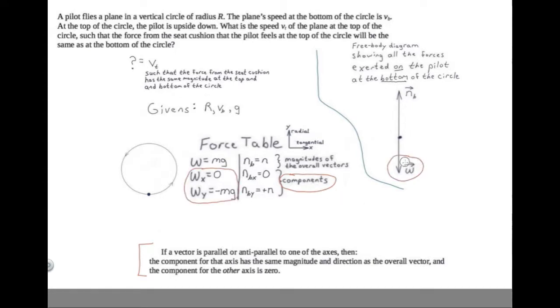The weight force is pointing down, which is our negative y direction, so W sub y is negative mg. And the normal force is pointing up, which is our positive y direction, so the y component of the normal force is positive n. Include a plus sign in front of positive components because that will help you to remember to include the crucial negative signs in front of negative components.